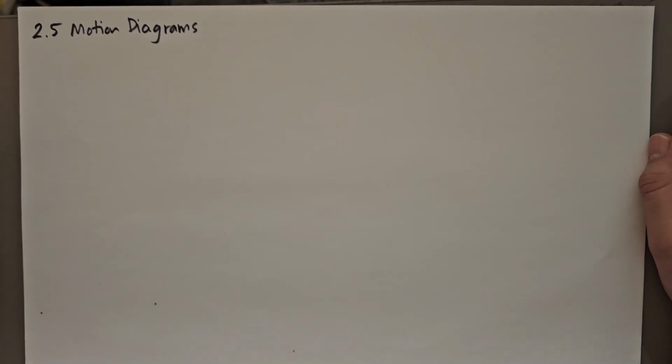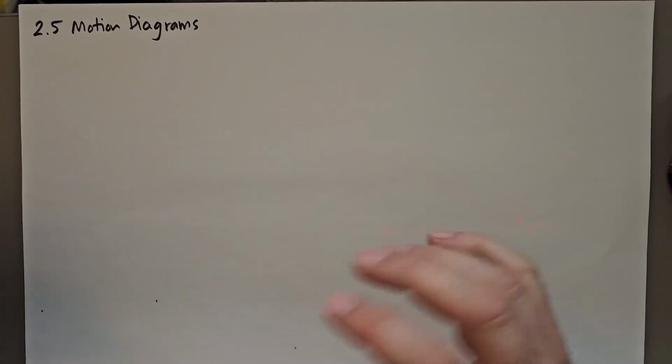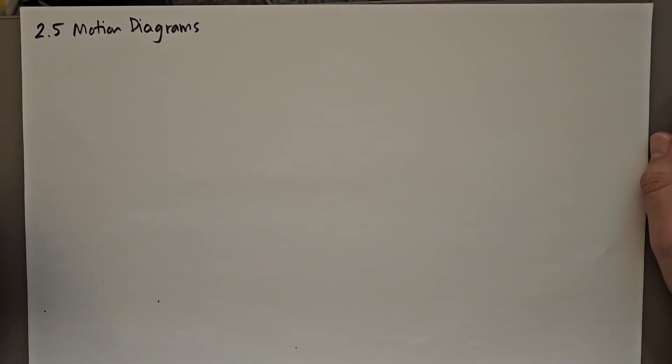2.5 motion diagrams. So this section exists to try to help you understand what's going on more from a hand-wavy part with acceleration and velocity. And I think this section exists because of the confusion that people have about this topic, which would be okay if it wasn't a very important topic, but it's a critical topic.